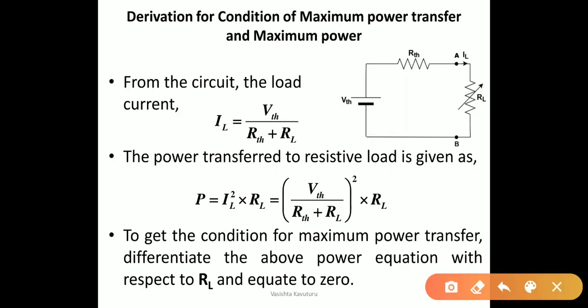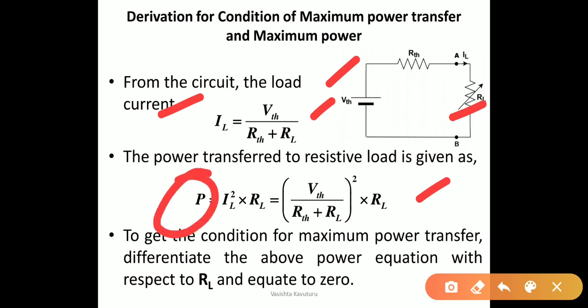From the Thevenin equivalent circuit, VTH, RTH and RL are connected. From this simple circuit, if you write the current equation, the load current IL is equal to VTH by RTH plus RL. Then the power transferred from source to load across a resistive load is given as IL square into RL, where IL is this formula. If you substitute this relation, we get VTH by RTH plus RL, whole square, into RL. To get the condition for maximum power transfer, differentiate this equation with respect to RL and equate it to 0.